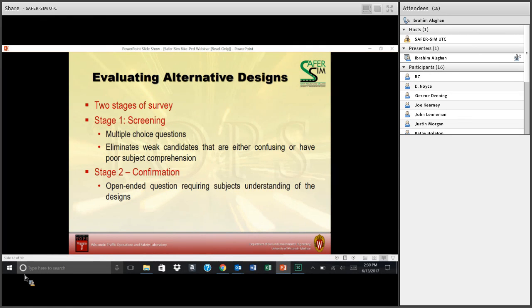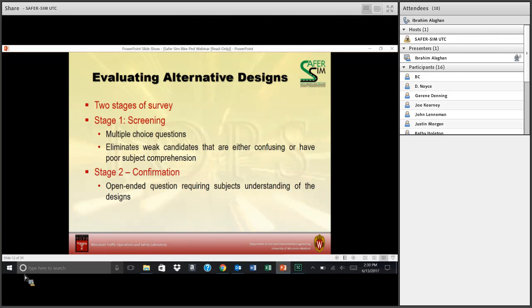Next. So this methodology has two stages. The first stage is screening. We test different proposed designs through multiple choice questions, and the aim of this screening tool is to eliminate weak candidates that are either confusing or have poor subject comprehension.